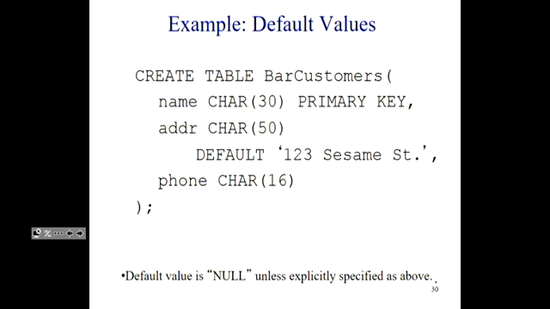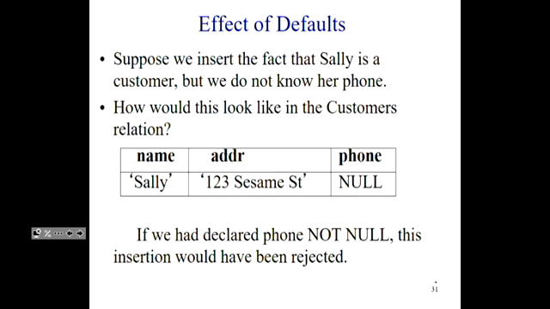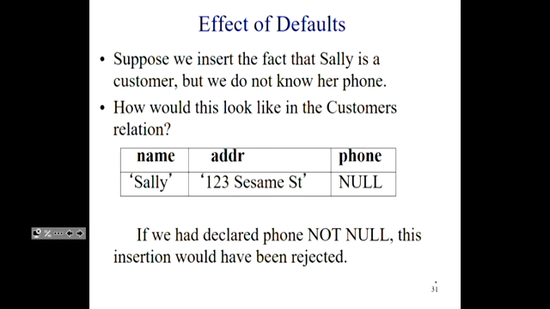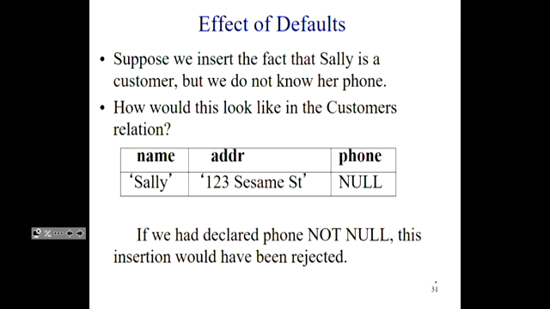So for example, if I wanted to create a new table called bar customers, where the name is a primary key, and it also has attributes address and phone number, I can, for instance, set the default address to be some specific address, if I want to do that. If I don't have the default keyword, then the default value is null unless explicitly specified. So the phone attribute's default value will be null. For this specific example, if I insert the fact that Sally is a customer into this table, I would basically have a tuple corresponding to Sally, 123 Sesame Street, and phone equals null.